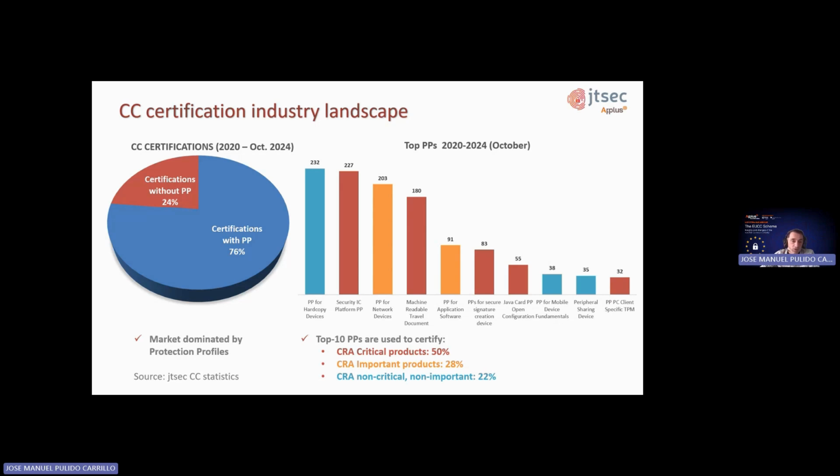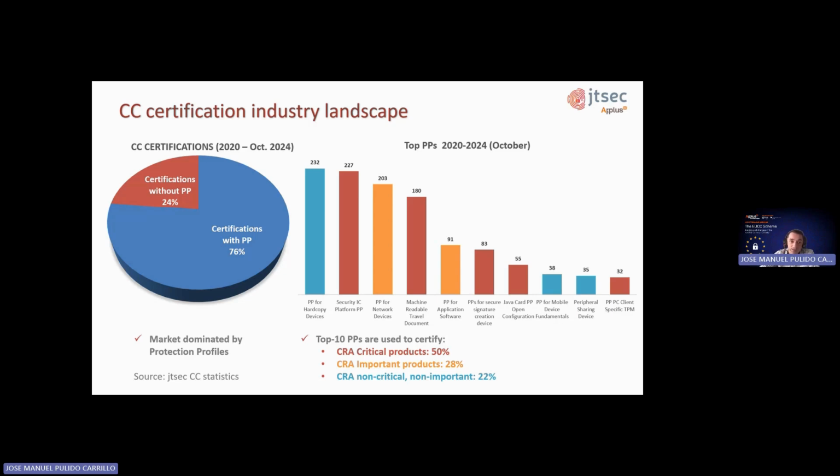And the most remarkable one, if we look at the behavior of the industry in 5 years, is that the market is dominated by protection profiles. 76% of the certifications are PP compliant. And if we look at the usage of protection profiles, 50% of them are used to certify critical products like smart cards with the security IC platform, signature devices, and so on. 28% of them are used to certify important products like network devices, firewalls, etc. The PP for application software for antivirus, removal tools, etc.